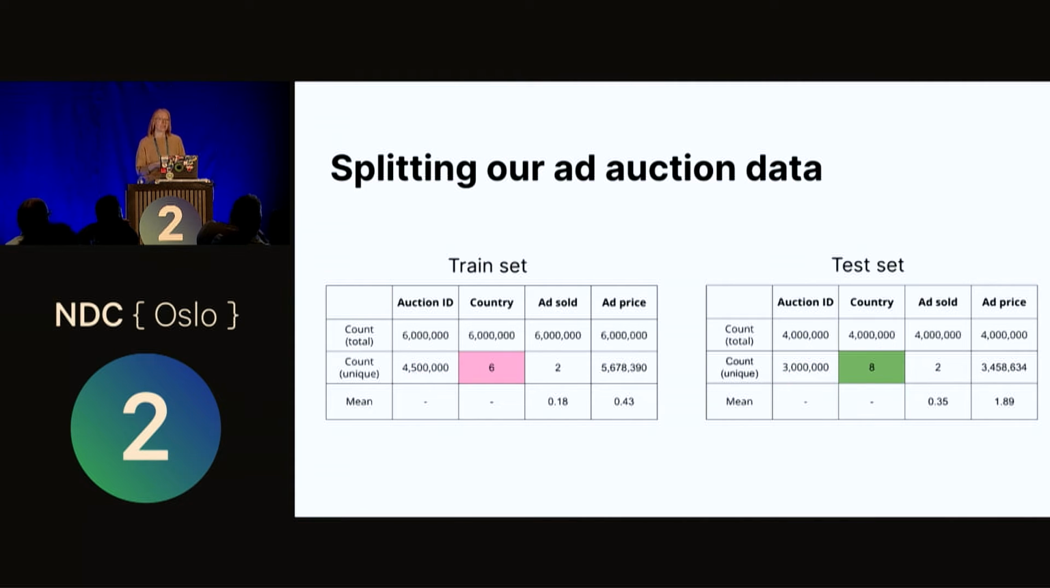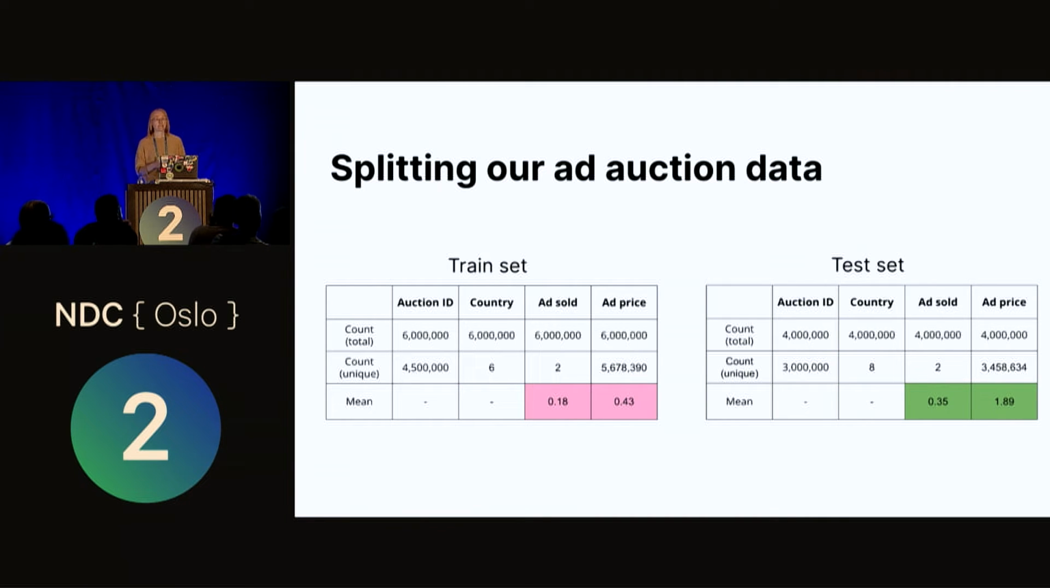The next problem is we have a different number of unique values in the country field. So we can see that the test set contains all 8 levels of this feature, but the train set only contains 6. So this means that the model is only going to be able to learn patterns for the 6 countries that it has access to, meaning that it can't make accurate predictions for the missing 2 countries when it comes to predicting on fresh data.